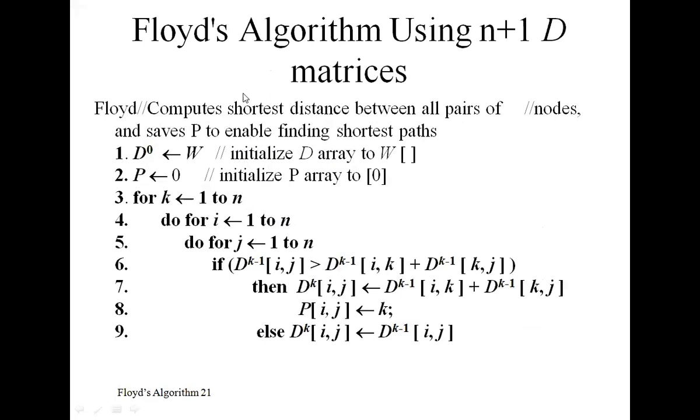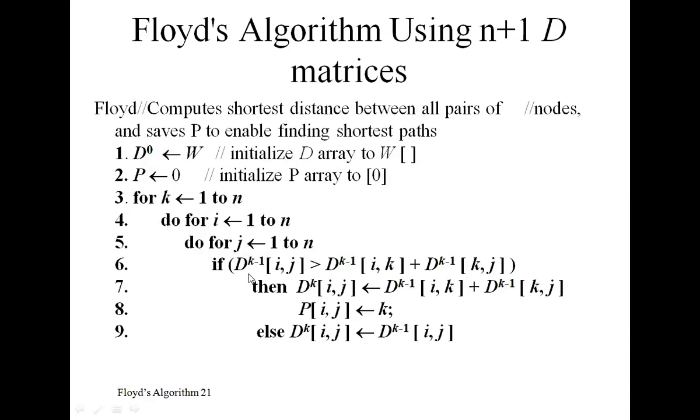So we need to find the shortest paths for all pairs of vertices, from every vertex to every other vertex. So D naught equals W, that is, initialize the D array to the W array. Okay, P equal to 0, initialize the P array to 0. So we are using a for loop k equal to 1 to n, do for loop i equal to 1 to n, for loop j equal to 1 to n. We are using the three variables k, i, j.